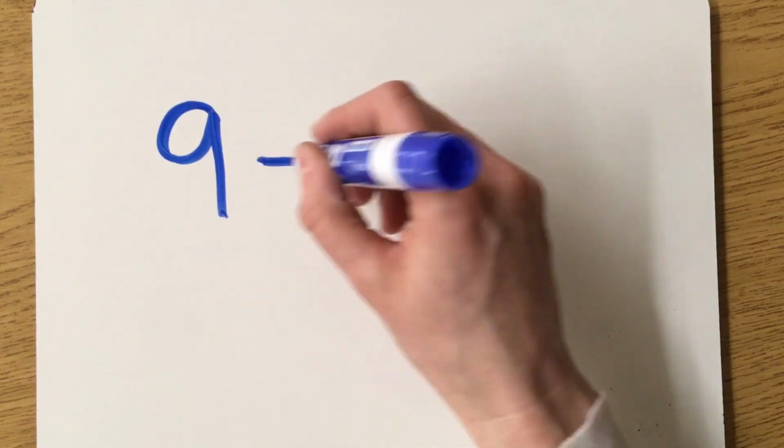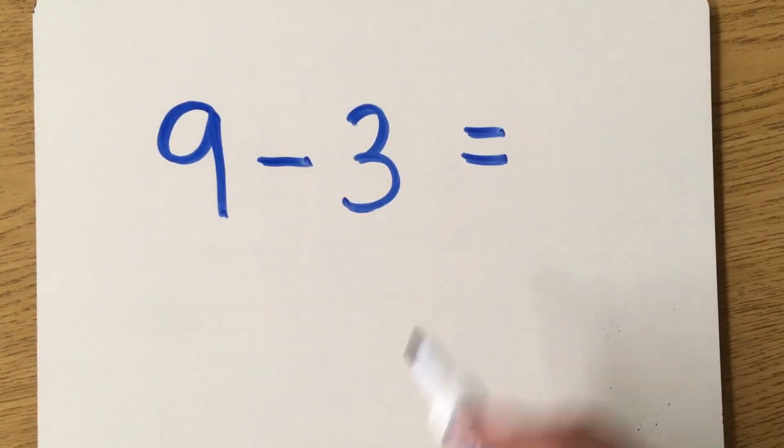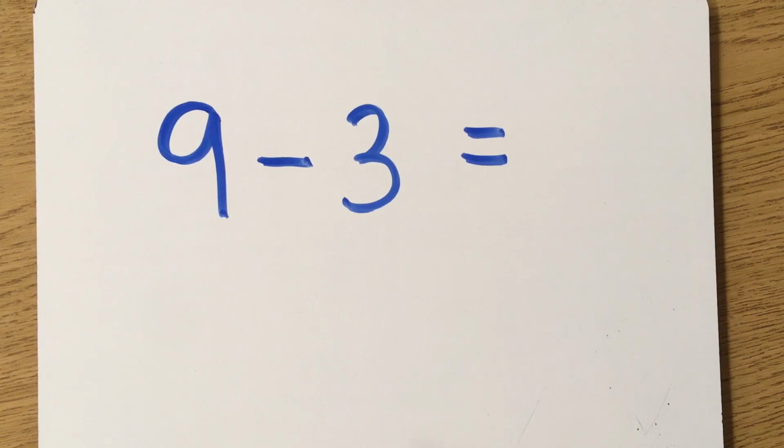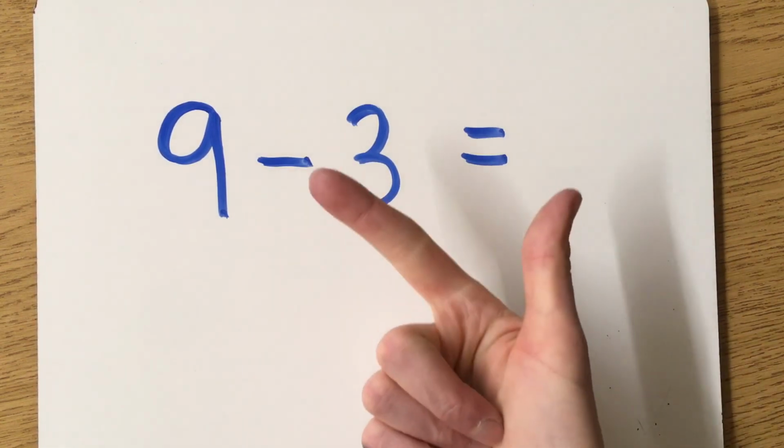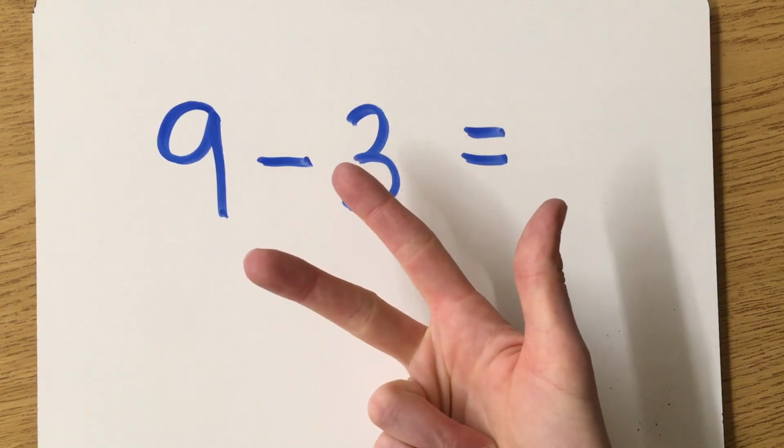Try this one on your own. 9 take away 3. Can you do it in your head? Can you jump back? Hold up your fingers for each jump you make. Say 9 in your head and then keep counting. Count backwards, not forwards. 8, 7, 6.